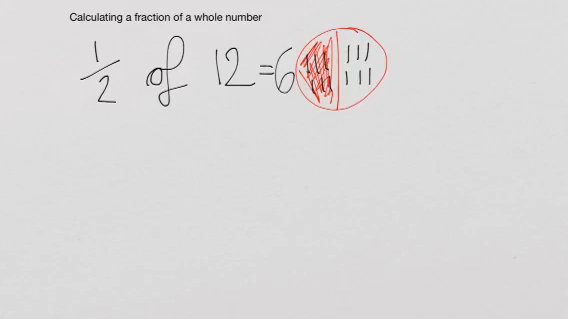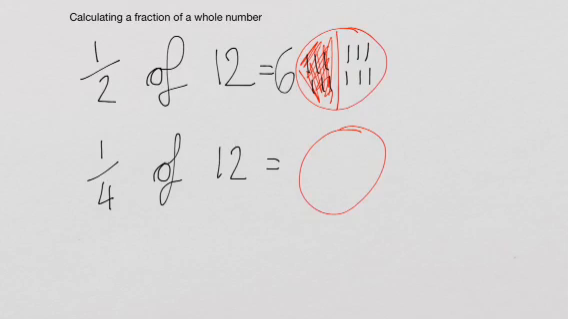I can use this method for quarters as well. This time, draw my circle and I'm going to split it into quarters. It's only rough, they're not exact, and because I'm only looking for 1 out of 4, I'm going to colour 1 out of 4, just to remind myself that that's the part of the diagram that I'm interested in, and then I split my 12 equally, much the same as I did before. 1, 2, 3, 4, 5, 6, 7, 8, 9, 10, 11, 12. I look into my section that I've shaded in, and I can see that my answer is 3.